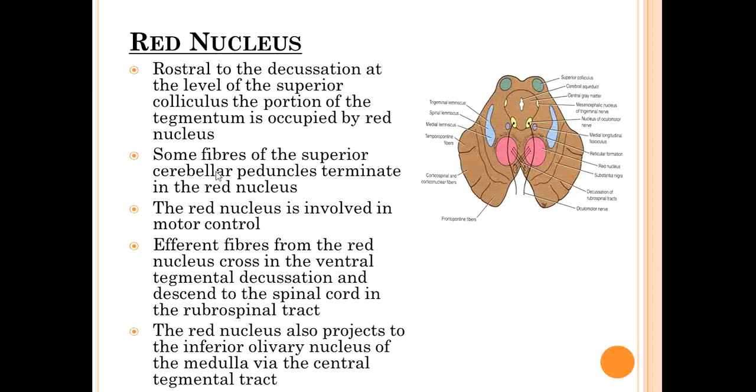Now this is the red nucleus. It is involved in motor control, and the efferent fibers from the red nucleus cross in the ventral tegmental decussation here and descend to the spinal cord in the rubrospinal tract. Remember the tract is the rubrospinal tract and it is concerned with motor control.